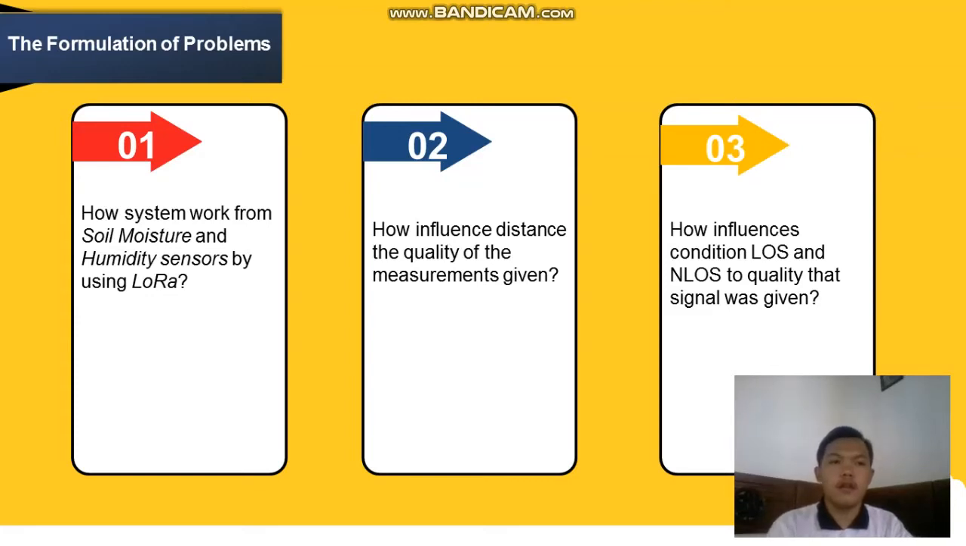And then the formulation of problem. 1. How does the system work from soil moisture and humidity sensor by using LoRa. 2. How does distance influence the quality of the measurements given. 3. How does the condition of loss influence the quality of the signal given.